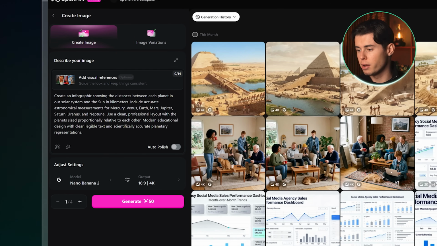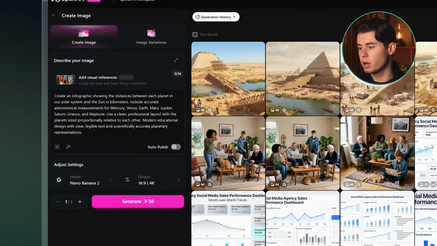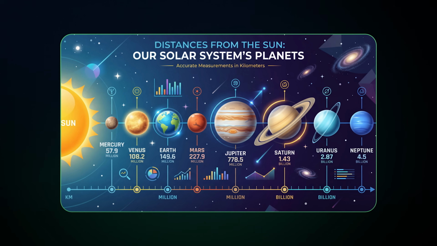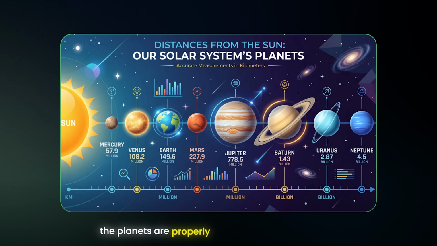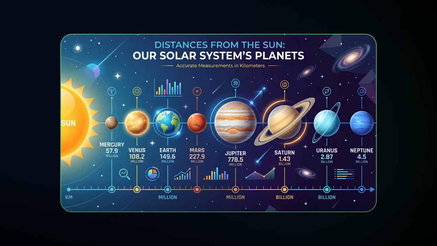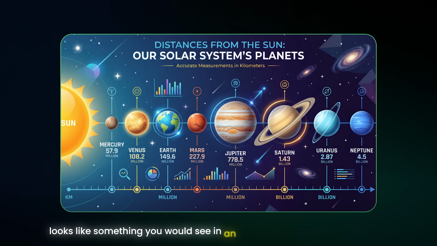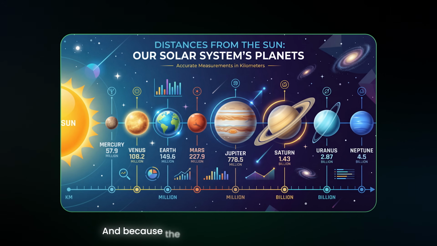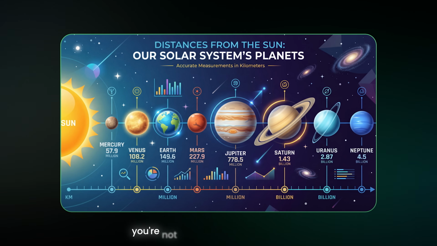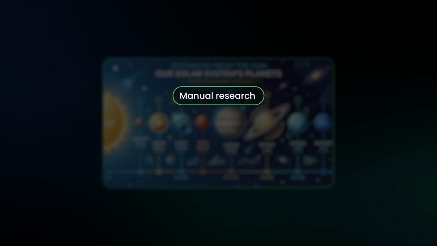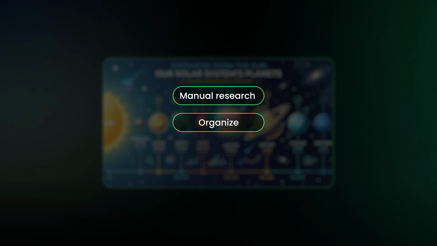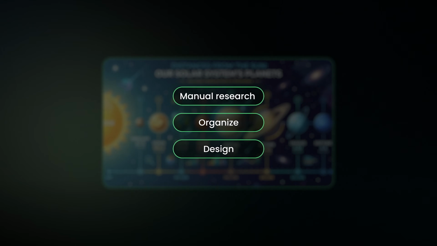I'm asking it to create an infographic showing the distances between each planet and the sun in kilometers, and every single number is correct. The layout is clean and professional, the planets are properly sized relative to each other, and the whole thing looks like something you would see in an actual educational presentation. And because the information is pulled in real time, you're not working with outdated data. That's the kind of thing that used to require you to manually research the information, organize it in a spreadsheet, then design the whole thing. But now, you can do it with just one prompt.